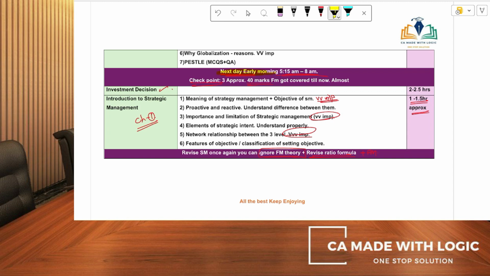Then the next day morning, that is the exam day morning, you need to wake up again by 5 a.m. Till 8 a.m. you need to complete this investment decision, which is a very important chapter, and many good concepts are covered. Once you complete that chapter, you can take chapter number 1, which is very easy, and you can complete it within 1 to 1.5 hours.